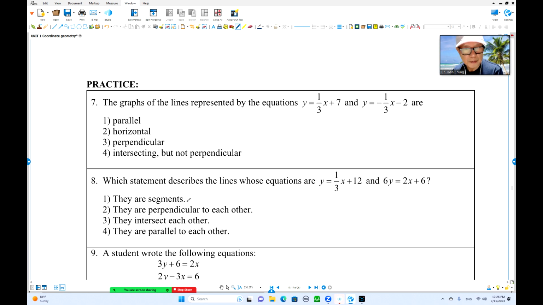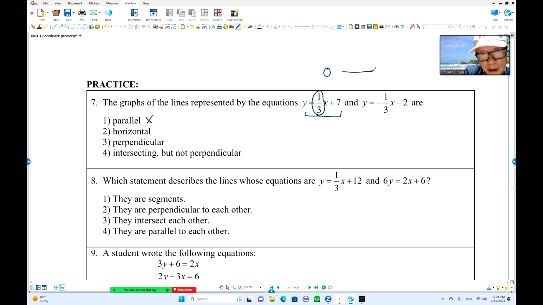Just a simple case because we get the answer directly. Very simple. Take a look over here. We have two equations. One is 1/3 of x plus 7, the other one is negative 1/3 of x minus 2. Is this parallel? No, not the same slope, opposite numbers. Is it horizontal? No, the line has a slope. If the slope is 0, that is horizontal, like y equals 7 or y equals negative 2.